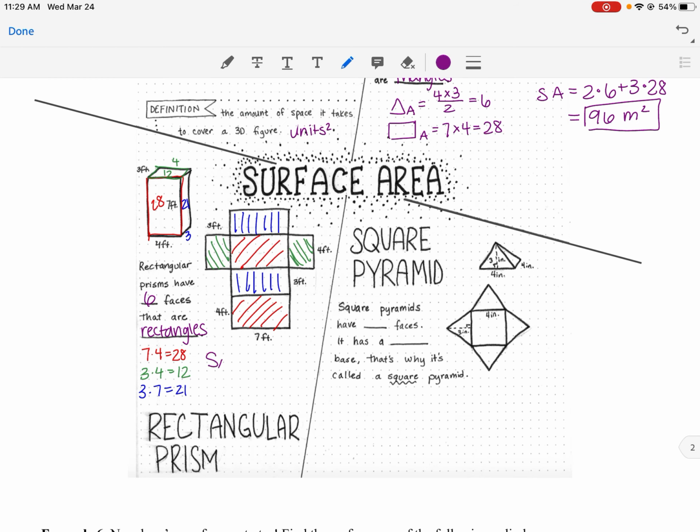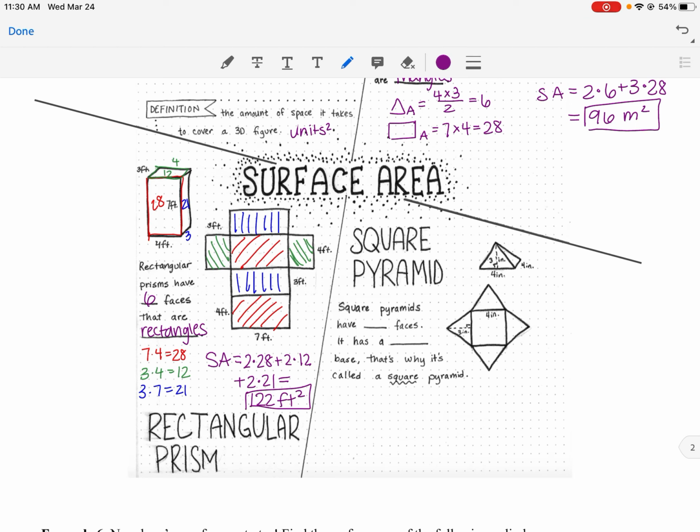So as I'm figuring out the surface area, there's kind of two ways to think about it. You could add them all up and then times by 2, but I think most students think about it as 2 times 28 plus 2 times 12 plus 2 times 21. So you end up with a total of 122 feet squared.